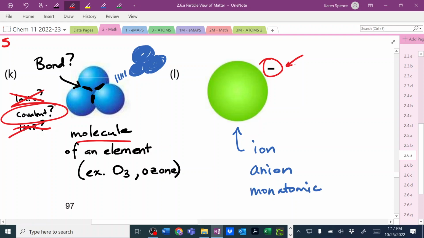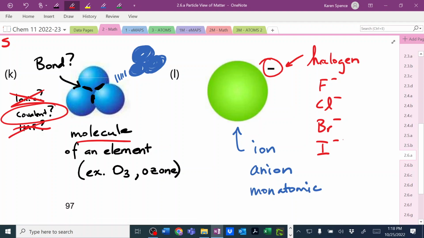It's got a -1 charge. That's okay. In our next unit, we will totally review those. It is going to be a halogen, so that's either going to be fluorine, chlorine, bromine, or iodine. Actually, fluoride, chloride, bromide, or iodide, because remember, when we change to an anion, we change the name.